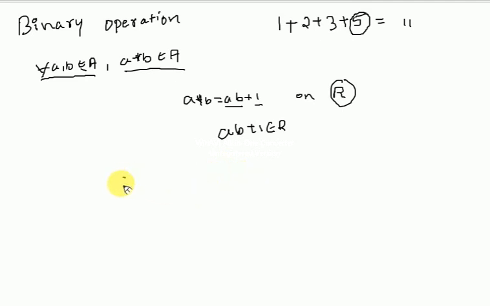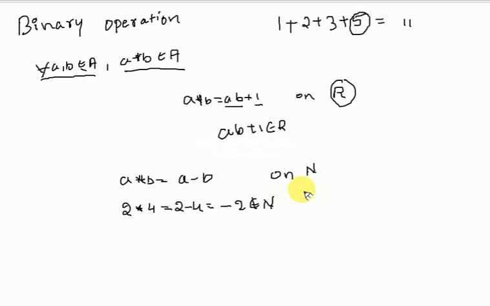Suppose they may give a star b is equal to a minus b. Then on N, this is not a binary operation, because to become a binary operation the condition is that for all a, b belongs to A, a star b should belong to A. Here we can give a counter example. Suppose you substitute a equals 2 and b equals 4, then 2 star 4 is equal to 2 minus 4, which is equal to minus 2, which does not belong to N, hence it is not a binary operation. If it is on the set of real numbers or the set of integers, then obviously this a star b equals a minus b is also a binary operation.